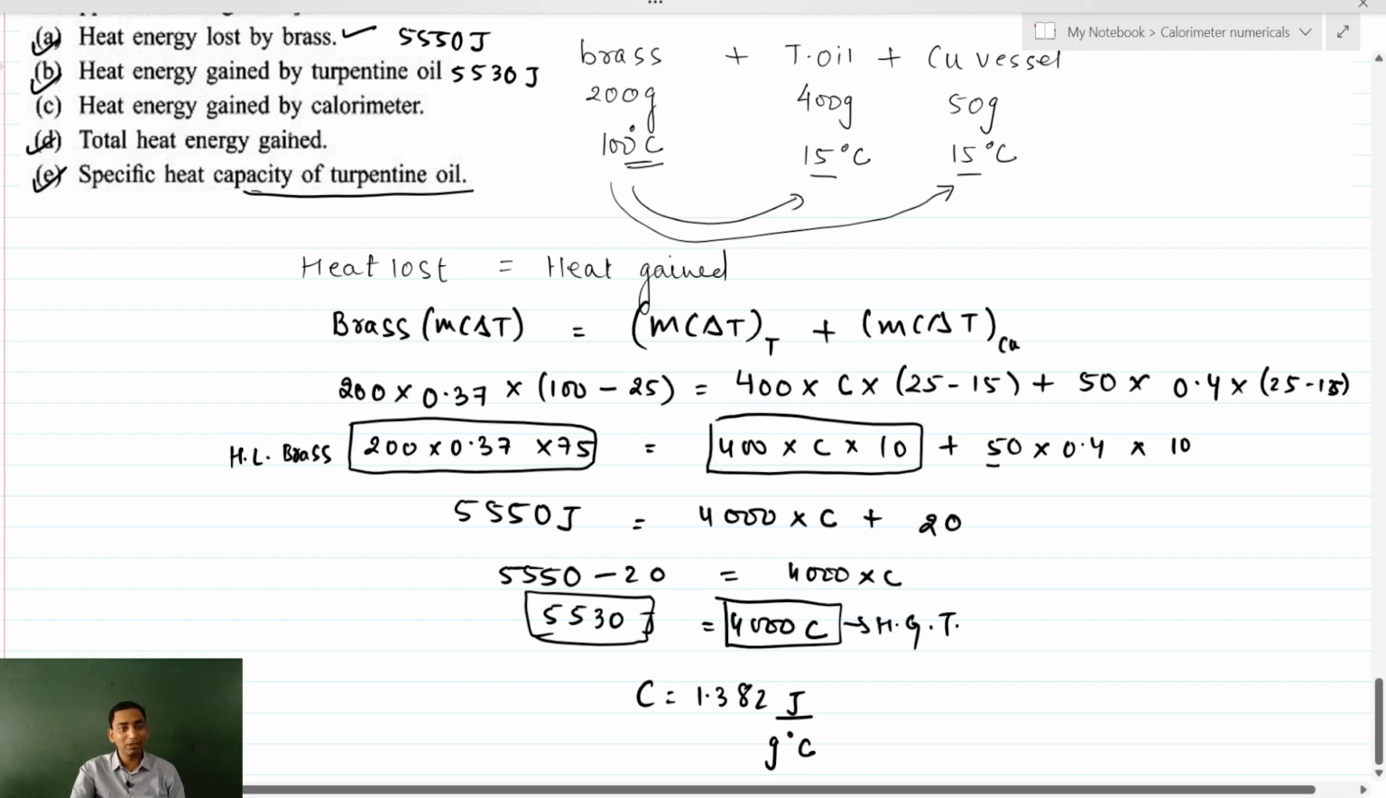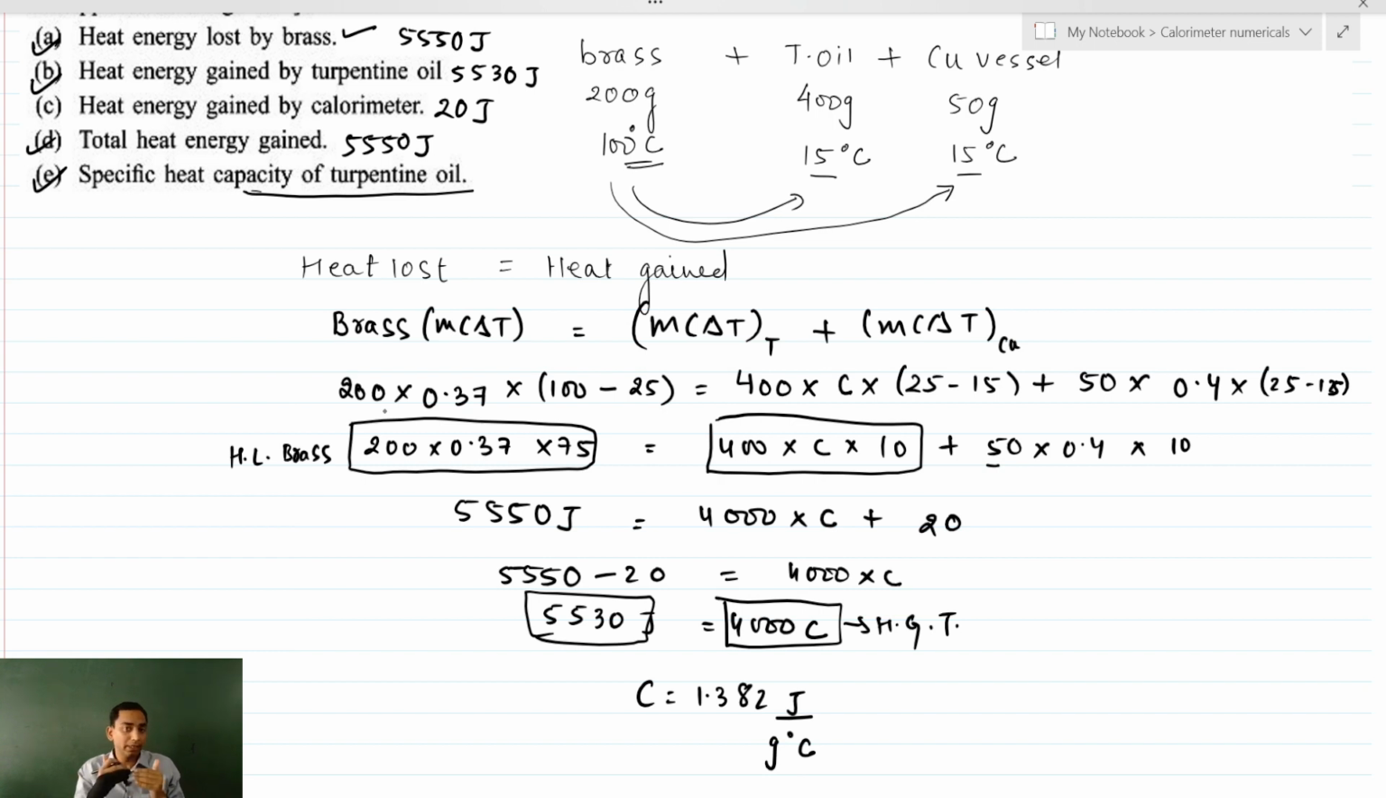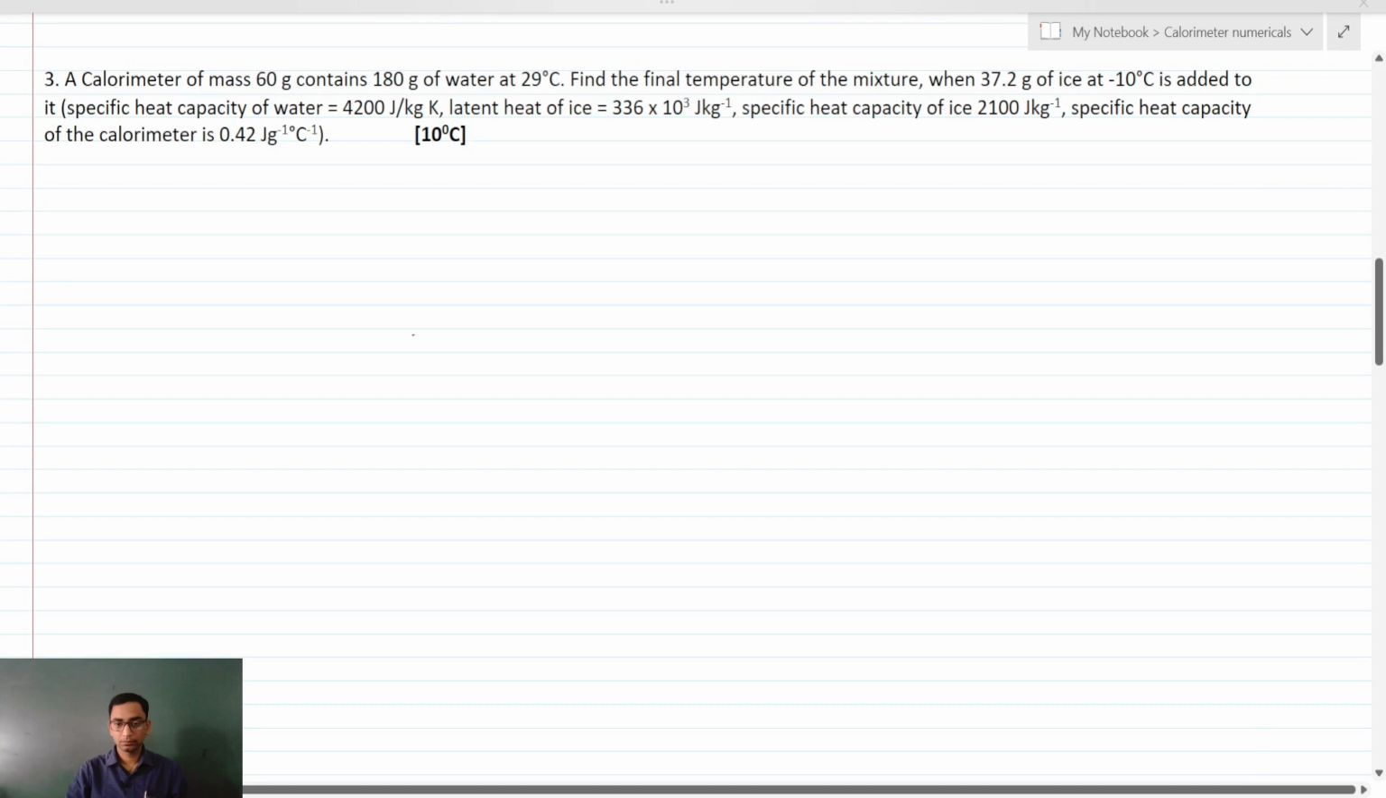The total heat energy gained is the same as 5550, and out of that only 20 joules is absorbed by the calorimeter. That's why we prefer copper as a material for calorimeter, because we want the total heat exchange to be between the constituents, and the vessel should not take up anything from it, or even if it takes, only a very little amount. So it is very much evident from here why copper is being used, right?